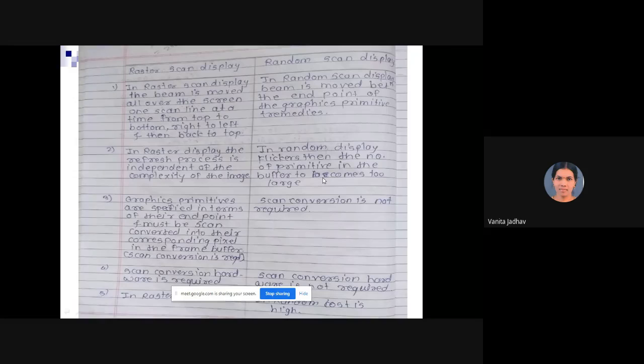Third difference: graphics primitives are specified in terms of their end points and must be scan converted into their corresponding pixels in the frame buffer. That is, scan conversion is required in raster scan display, and in random scan display, scan conversion is not required. Scan conversion is related to scan lines. Whatever number of scan lines there are, all of them should be scanned in case of raster display. But in case of random display, all the scan lines are not scanned. That's why it is said that scan conversion is not required.